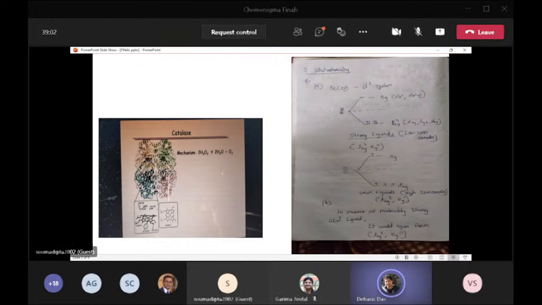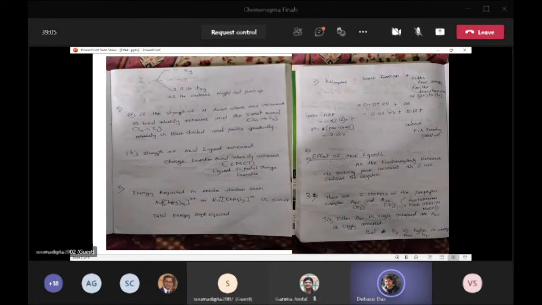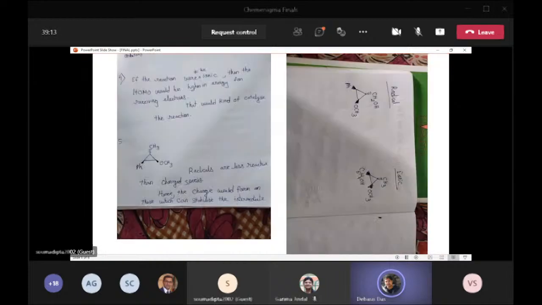If you go to the next slide, I think where you talked about the radical and carbocation. Next one probably. Yeah, here. So you said radicals are less reactive than charged species. Is that correct? I meant in a way that charged species are more electron hungry, or electron rich, so it can donate or accept electrons more readily than radicals. That's what I meant by this.